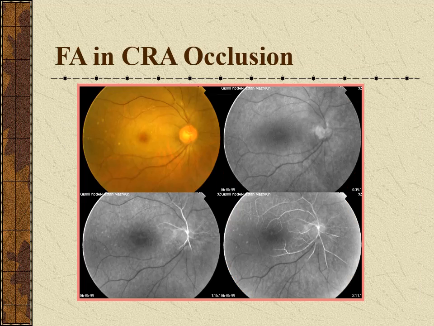This is the fluorescein angiography appearance of central retinal artery occlusion. We can see the very late filling of the arteries and the veins following injection of the dye.